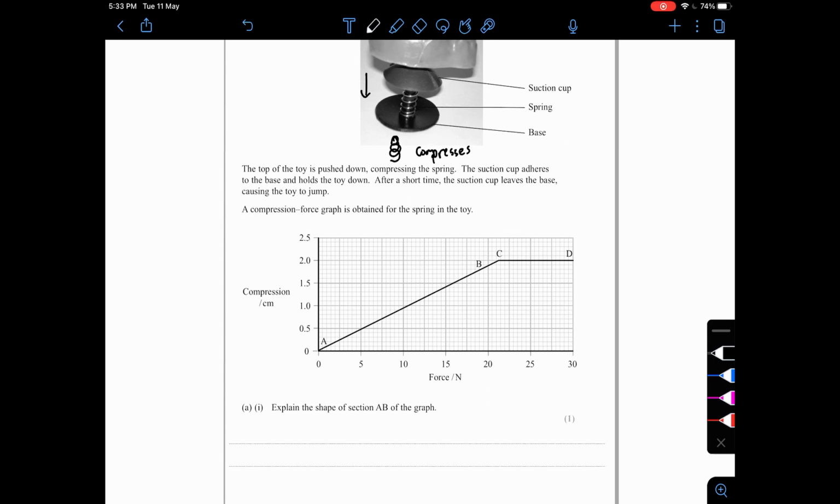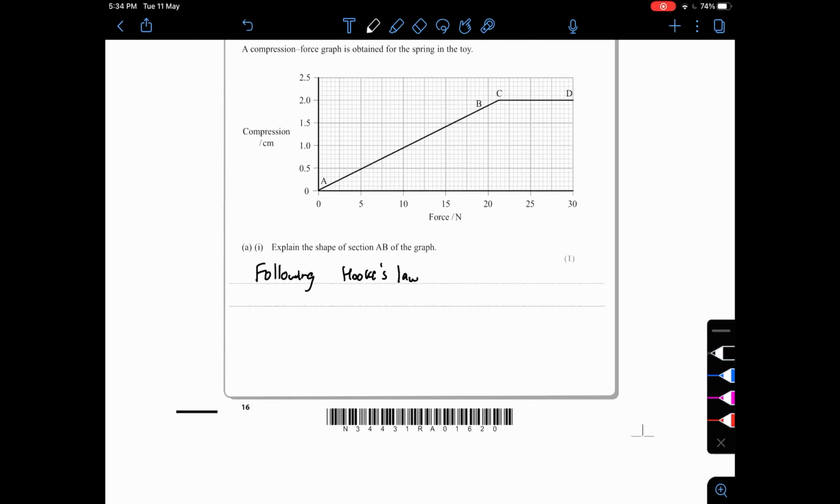Now what is AB? This is a very easy example. This is a gradient. Remember, it's directly proportional. So we can say this part of AB is following Hooke's law. Okay, pretty good.